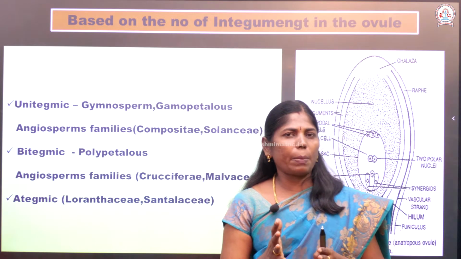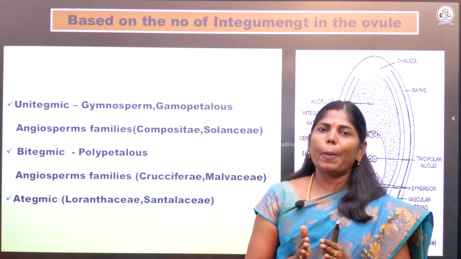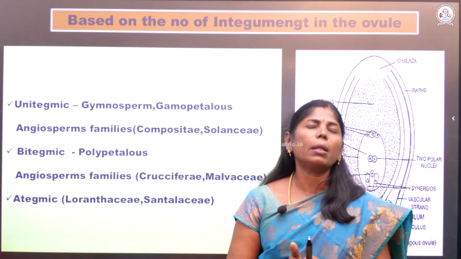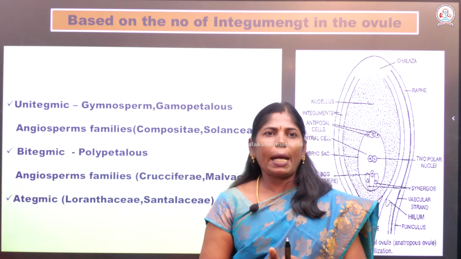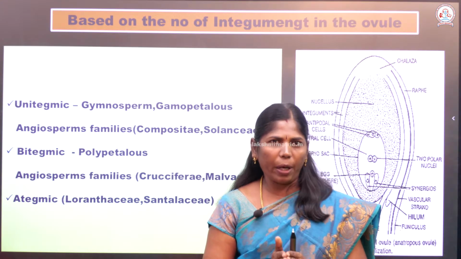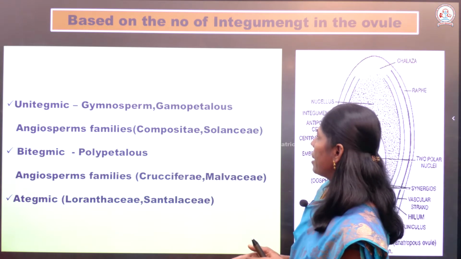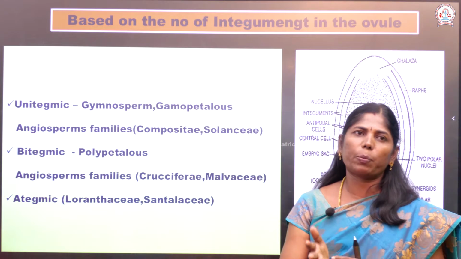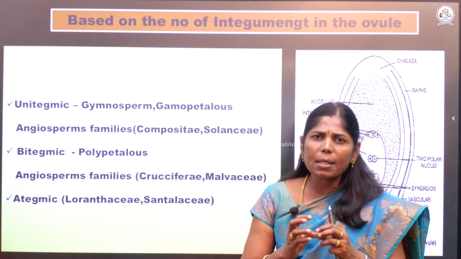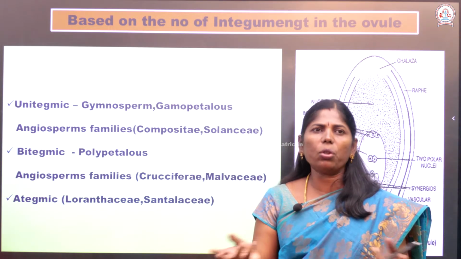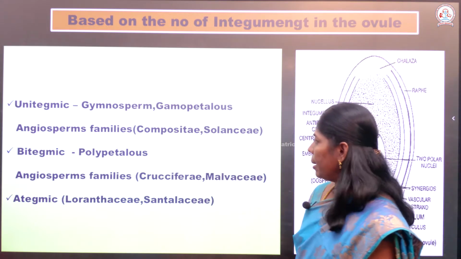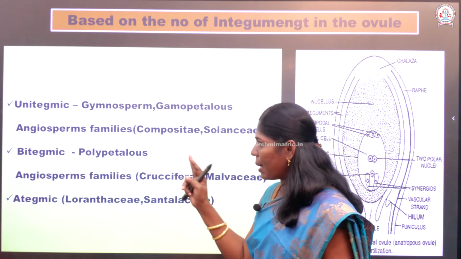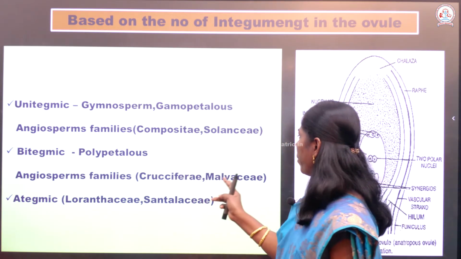Gamopetalous means the petals are united. So in flowering plants with united petals we can see the unitegmic integument. The gamopetalous angiosperm families are Compositae and Solanaceae. Bitegmic is present in polypetalous angiospermic families. Polypetalous means the petals are free from one another, not attached to one another. The polypetalous angiospermic families are Cruciferae and Malvaceae.